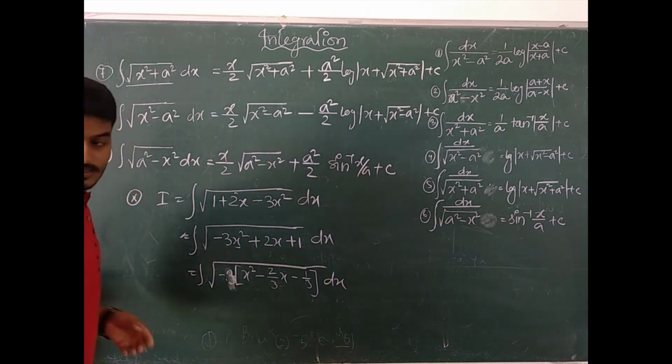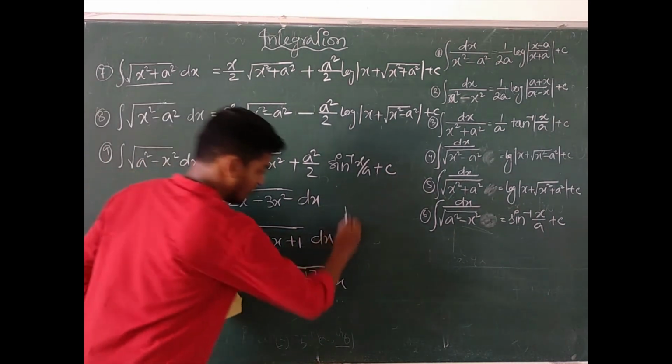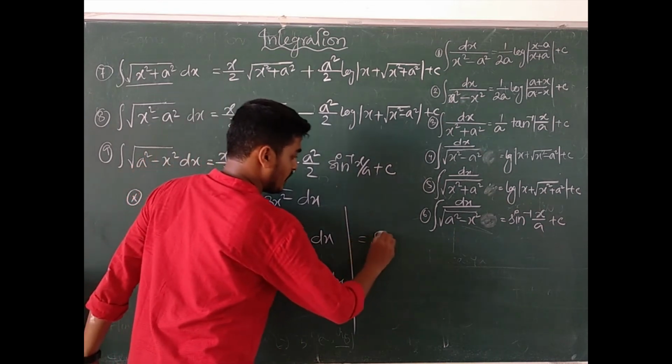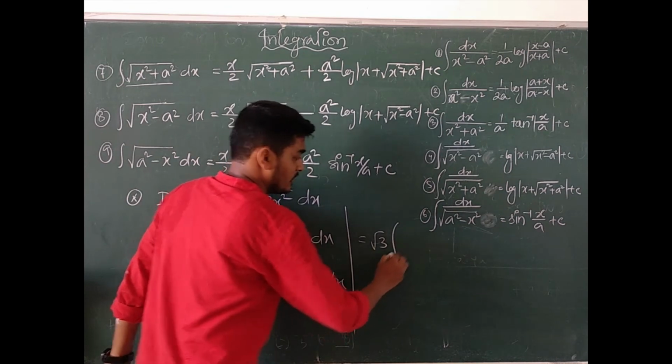Just listen. What will we do in the next step? First I will write one. In the next step we will try to write down square root of 3 as a constant quantity, so it will be outside the integration.